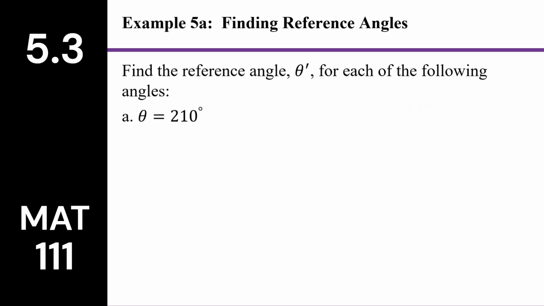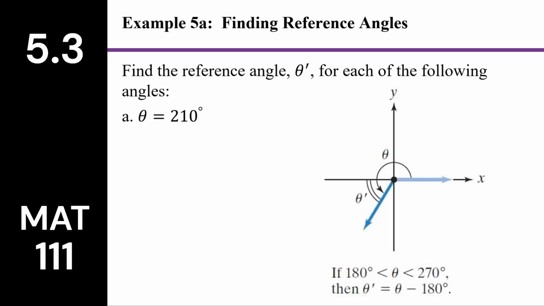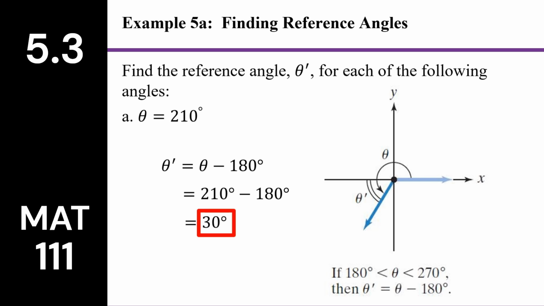For example, if theta is 210 degrees, then that terminates in the third quadrant, so we will find our angle by subtracting 180 from our angle. 210 minus 180 gives us a reference angle of 30 degrees.